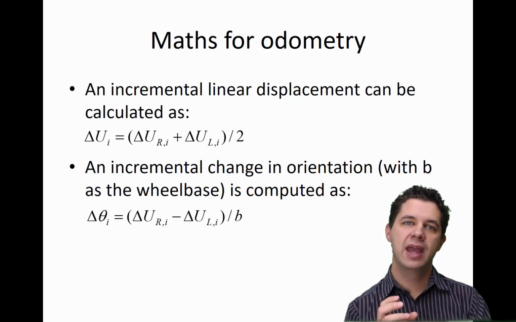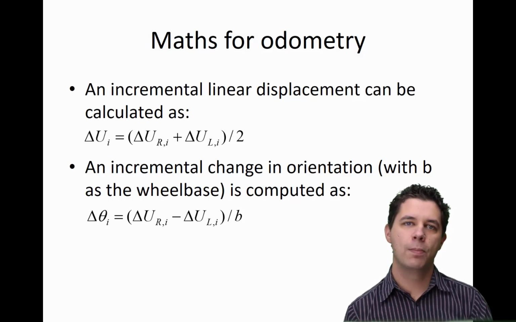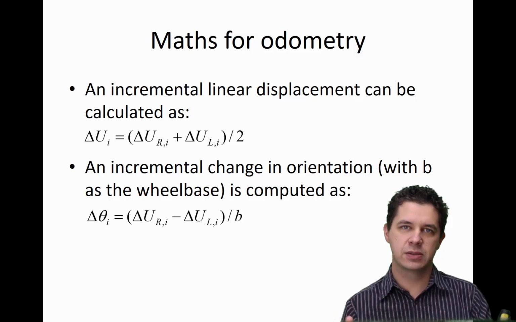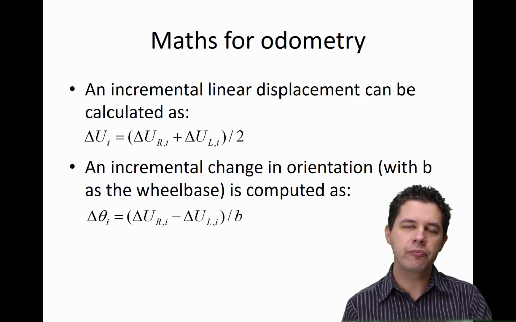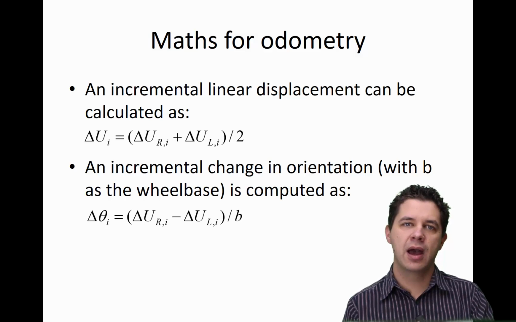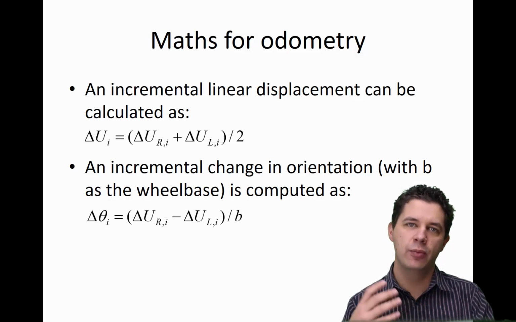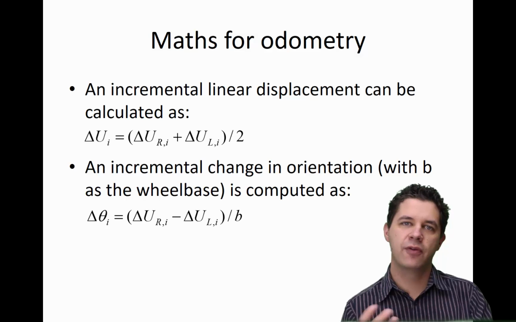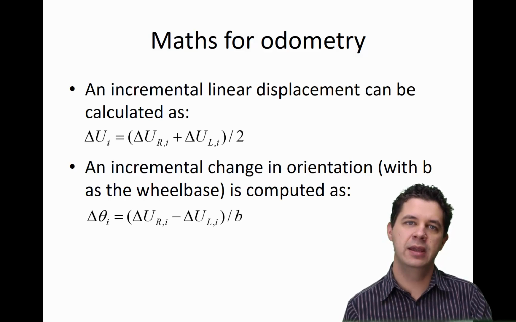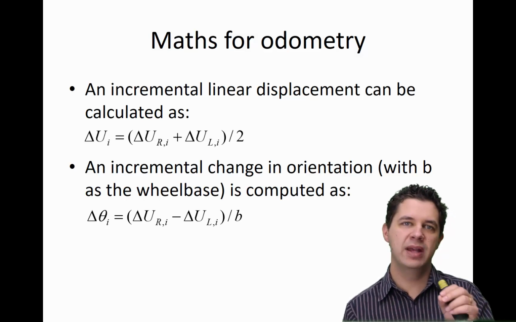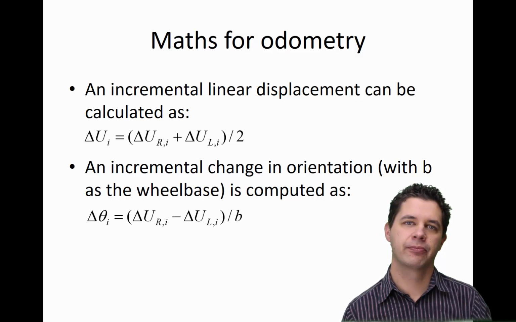Then what we want to do is work out the incremental change in orientation. So B is the wheelbase, the nominal distance between the left and the right wheel. And we say we're looking at the distance the right wheel's travelled minus the distance the left wheel's travelled, divided by the wheelbase, B, and that gives us the incremental change in angle in radians.